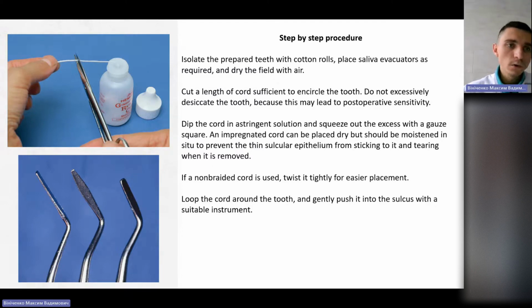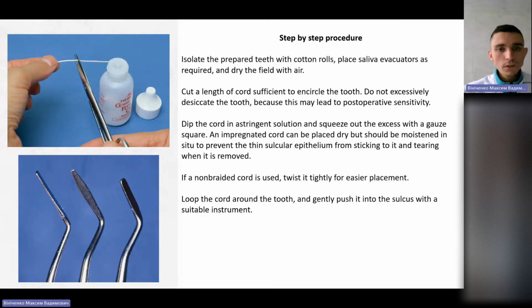Then cut a length of cord sufficient to encircle the tooth. Do not excessively desiccate the tooth because this may lead to post-operative sensitivity. Dip the cord in an astringent solution and squeeze out the excess with a gauze square. An impregnated cord can be placed dry but should be moistened in situ to prevent the thin circular epithelium from sticking to it and tearing when it is removed.